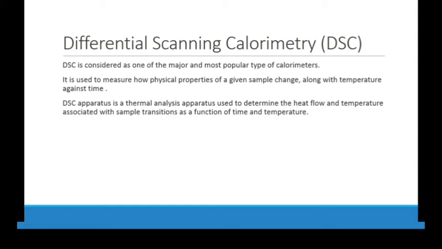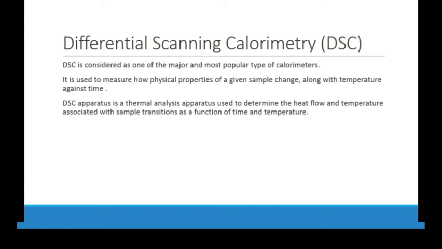DSC is considered one of the major and most popular types of calorimeters. It is used to measure how physical properties of a given sample change along with temperature against time. DSC is the thermal analysis technique used to determine the heat flow and temperature associated with the sample transition as a function of time and temperature. Determine the heat flow, that is, whether your sample is absorbing the heat or emitting the heat. Heat is either absorbed by your sample or emitted by your sample.